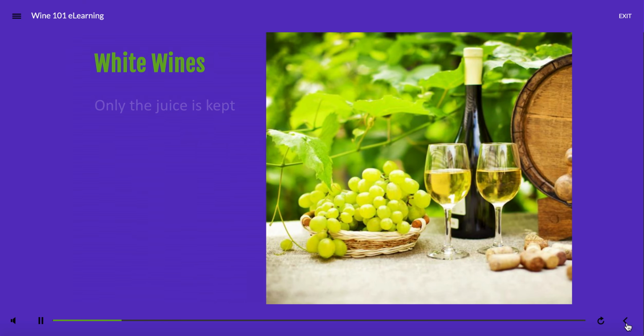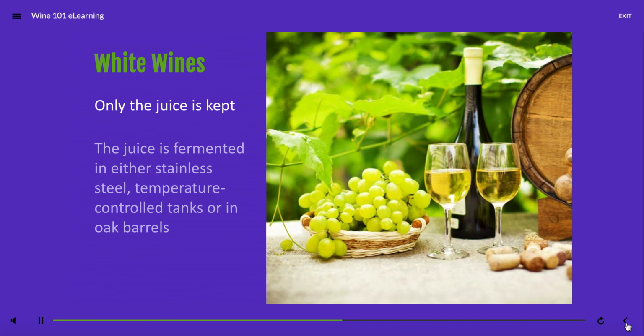White wines. Only the juice is kept. Skins, stems, pulp, and seeds are discarded. The juice is fermented in either stainless steel, temperature-controlled tanks, or in oak barrels.